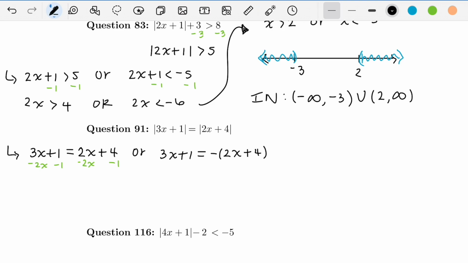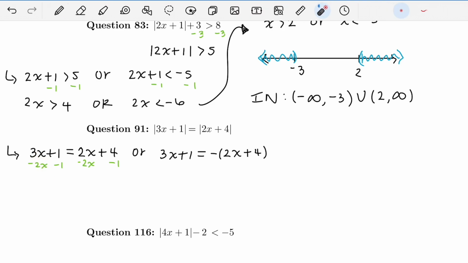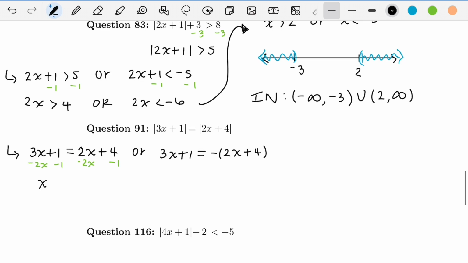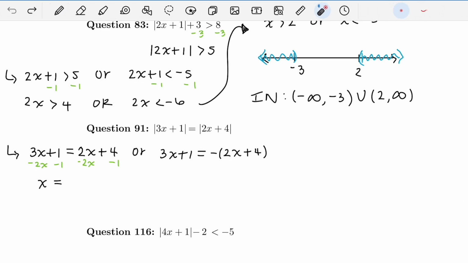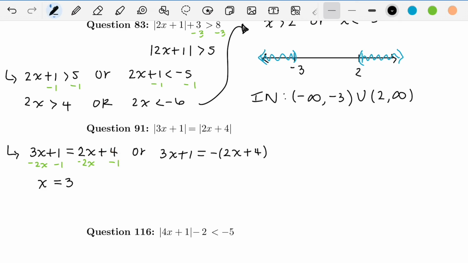So we have 3x here minus 2x, so that'll just leave us with 1x here. And then we moved this 1 to the side. So we have 4 minus 1 here. That just gives us a 3. Okay, so that's one of our solutions. Or we're going to solve this guy here.